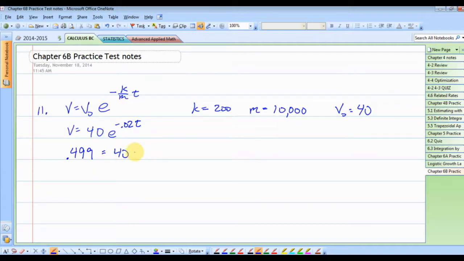Okay, so how long will it take the truck to come to a complete stop? Don't worry about the words complete stop. How long will it take for the truck to come to velocity equals 0.499? That better? Okay, 0.499 is going to be equal to 40 e to the negative 0.02t. And we're supposed to solve for that. We got 0.499 over 40 equals e to the negative 0.02t.